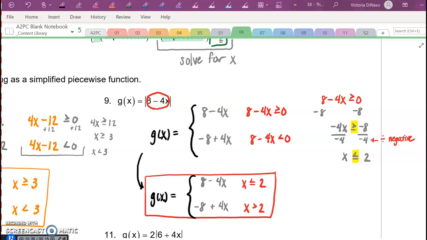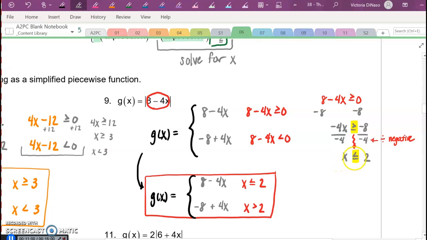Now, the only thing is that for this problem, when we solved, so over here I set it up, so we have 8 minus 4x greater than or equal to 0. I subtracted 8, and then I divided by a negative number. So going back to unit 1, whenever we divide an inequality by a negative number, we have to flip the sign. Now in the bottom one, because they're exactly the same, when you would divide by the negative number, it would also be a sign flip.